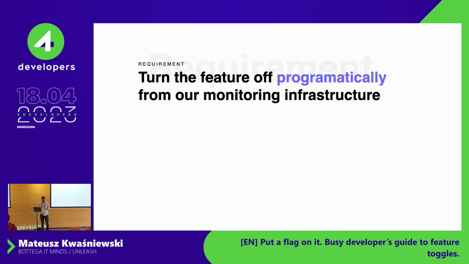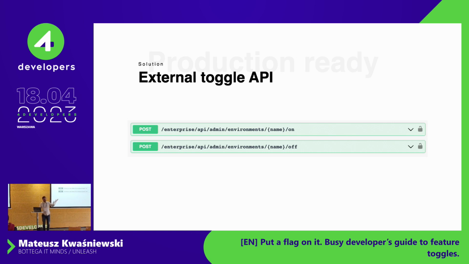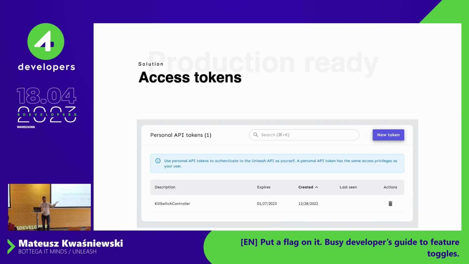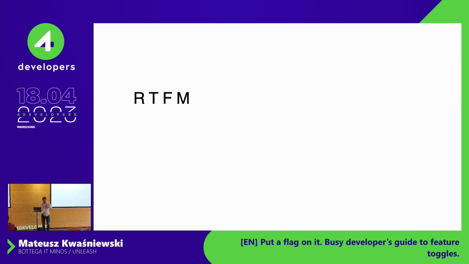And very often, our ops people want to use this kill switch not just manually, but they want to integrate it with the monitoring infrastructure and with some scripts. And this is not a trivial problem to solve. So they will need some instructions. They need to know, how do I integrate with this API for feature toggles? How do I access this API with some access tokens? So they will need some manual to read.